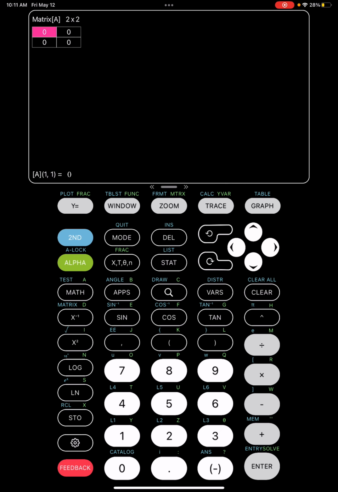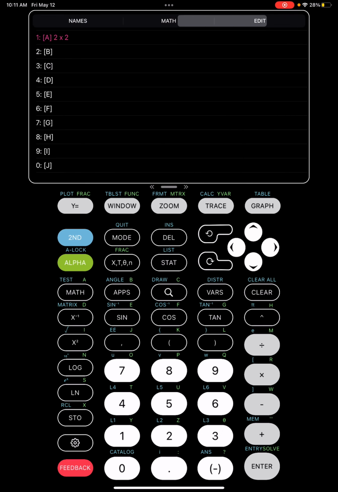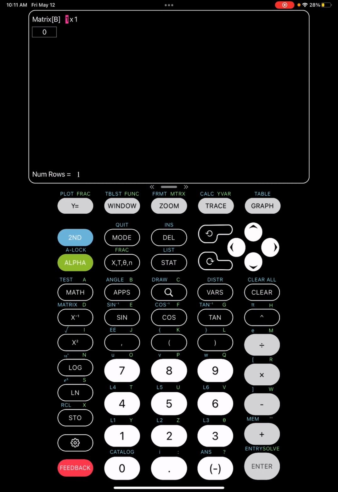I'm just going to put my first matrix in here, so 3, -2, 0, and 1. Okay, so that's my first matrix. I'm going to go back in and make a second matrix called B. I'm also going to make this a 2 by 2 matrix, which is going to be 1, -1, 1, and 1.